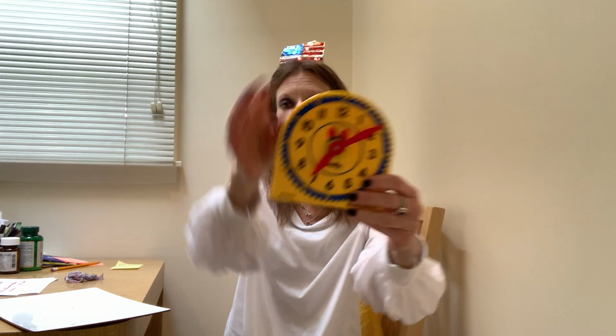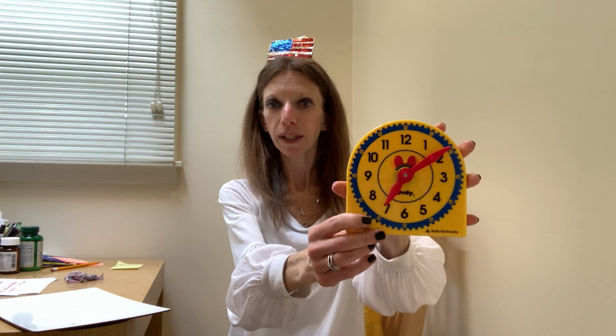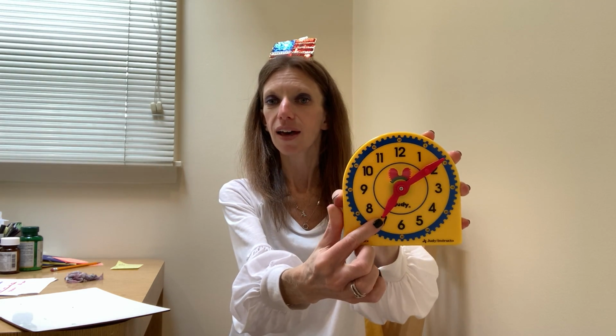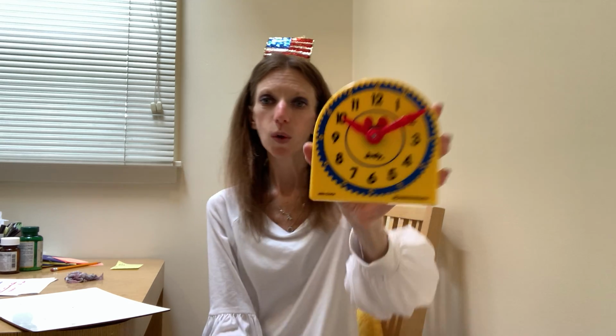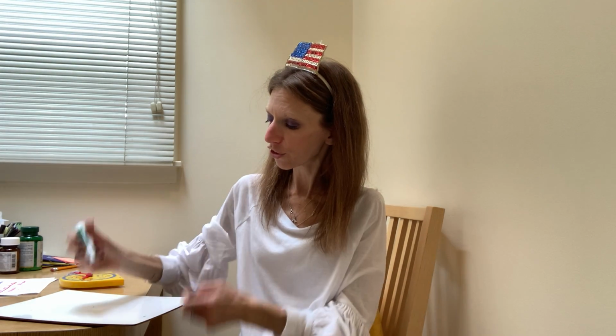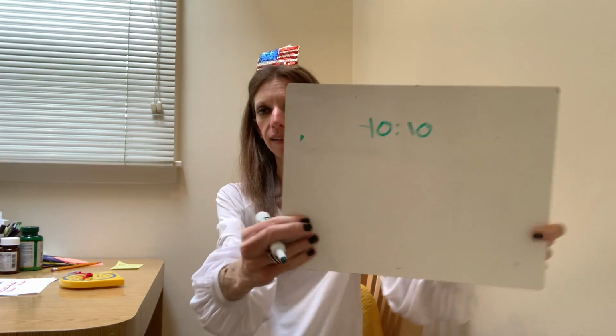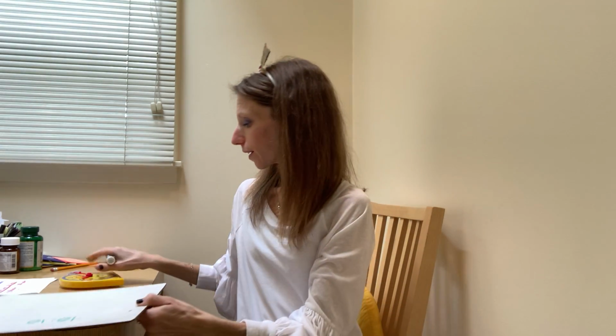So here's our clock, and you guys are experts on this by now, but we know that the little hand is the hour hand, the bigger hand is the minute hand. The little hand always points to the hour, and the big hand points to the minute. So let's ask a few questions. What time is it? It is 10:10 on the analog clock, and then you can write that in the digital way: 10:10. Easy.